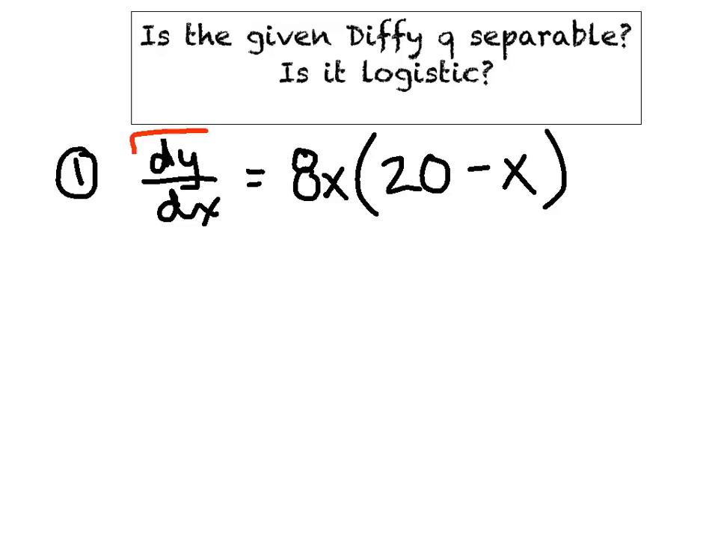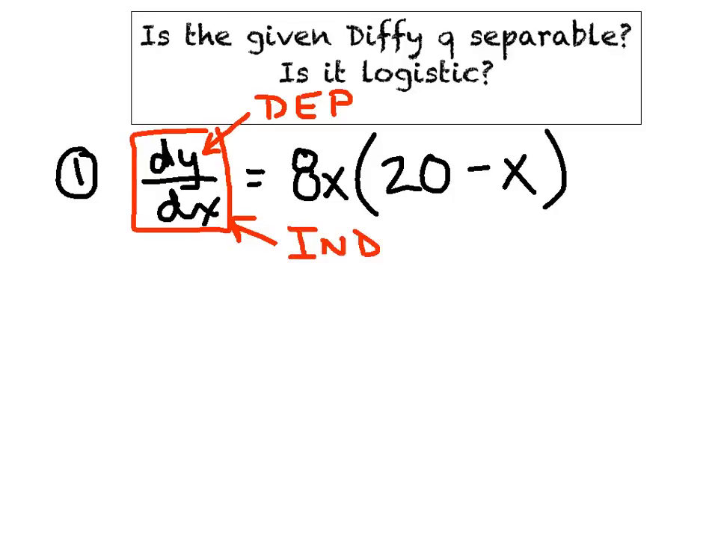First things first, who's the independent variable here and who's the dependent variable? Well, looking at your rate of change right here, whoever's on the numerator, that's guaranteed to be your dependent variable, and whoever's in the denominator here, that's guaranteed to be your independent variable. So let's compare. Well, first of all, we've got to decide whether it's separable. I'm getting ahead of myself. I'm already trying to decide whether it's logistic or not.